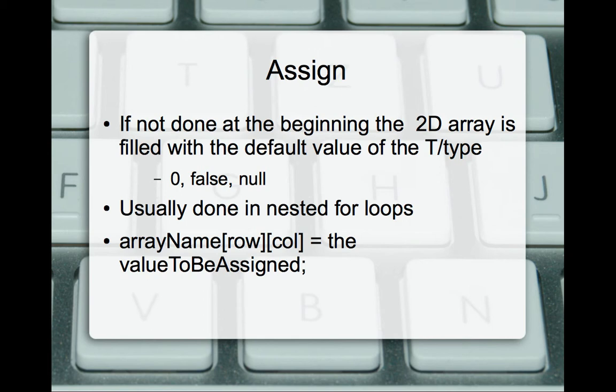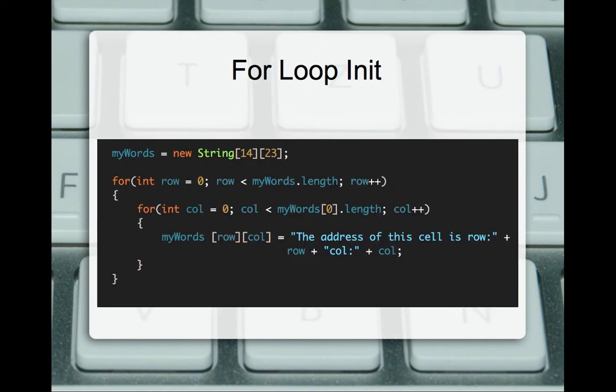Because again, arrays have no methods, so all we do is simply shove things in or get a reference out. Let's see an example of that here using a regular for loop to initialize a 2D array. We have a 2D array predefined earlier called myWords. I assign it as a new string array that has 14 rows and 23 columns.